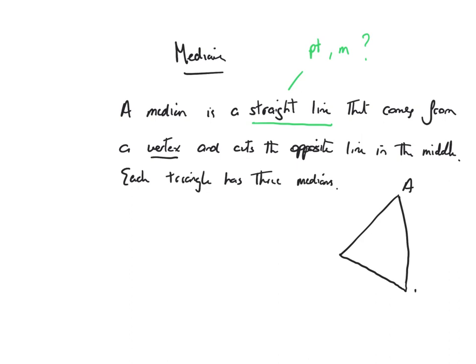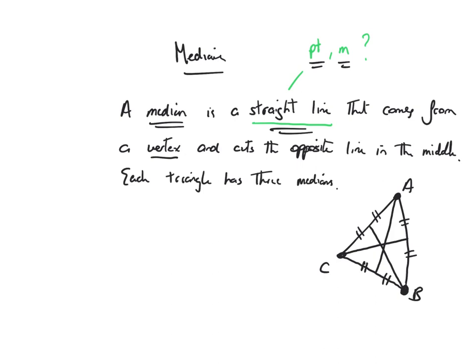So if I say this is a triangle ABC, the median that comes from A comes from the vertex and cuts the opposite line in the middle. So that would be the median from A. The median from B comes from B and cuts the opposite line in the middle. And the one from C comes from C and cuts the opposite line in the middle. So what would be involved here is midpoints. Remember that to find the equation of a median, it's the equation of a straight line. I need a point and I need a gradient.